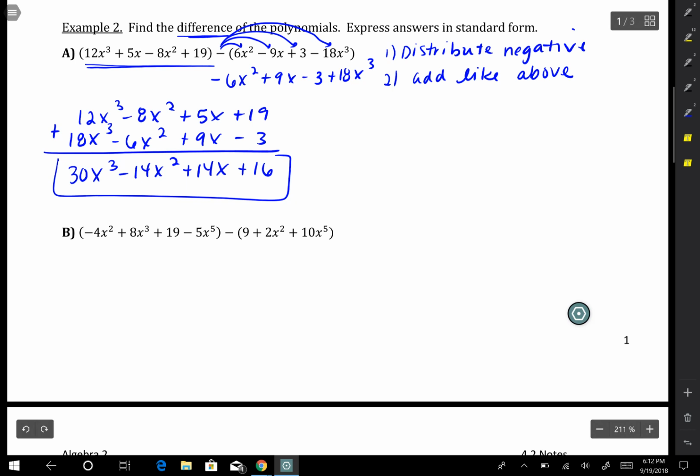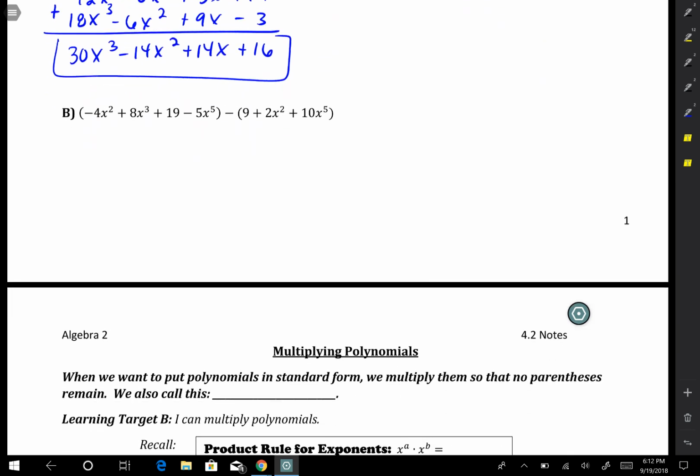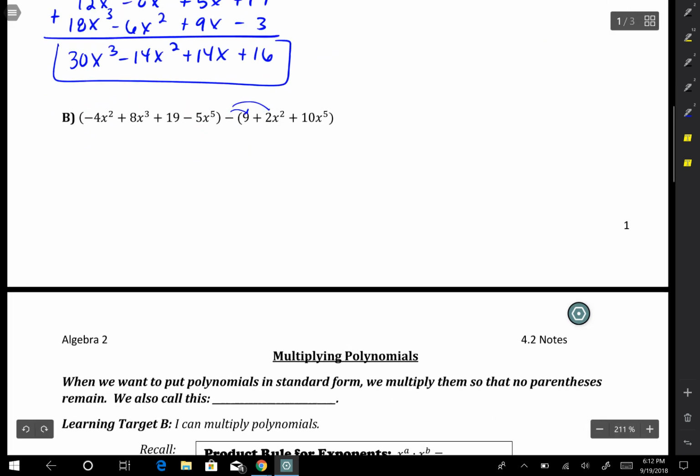All right, last subtraction problem. I distribute my negative into my second polynomial since I am subtracting it. So that'd be negative 9 minus 2x squared minus 10x to the fifth. And I'm going to write my first polynomial in standard form, 5x to the fifth. I don't have a fourth degree term, but then I have plus 8x cubed minus 4x squared. I don't have a constant term, but then I have 19.